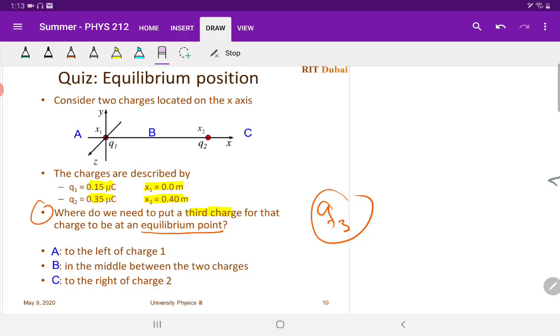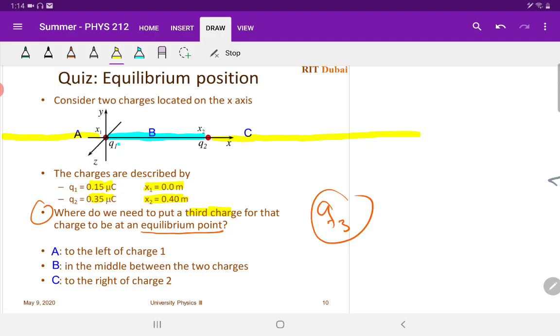If you look at the figure here, you will see that we have 3 regions described, A, B, and C. Now what's A, what's B, what's C? B is the region between the 2 charges. So I can describe B as this part. What about C? C will be this side, which is beyond Q2. What about A? A is the region behind Q1. So we have 3 regions.